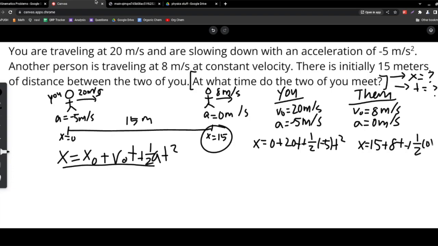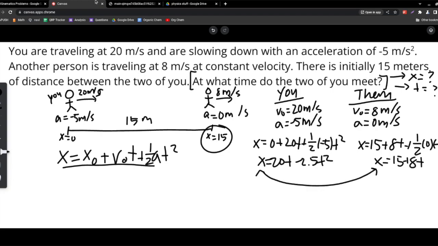If we simplify that out, we get x equals 20t minus 2.5t squared, and x equals 15 plus 8t. Since this is at the same position, we can set those two equal to each other. So we get 20t minus 2.5t squared equals 15 plus 8t. Then you're going to simplify and solve this algebraically, which I will skip because everybody should know how to do that.